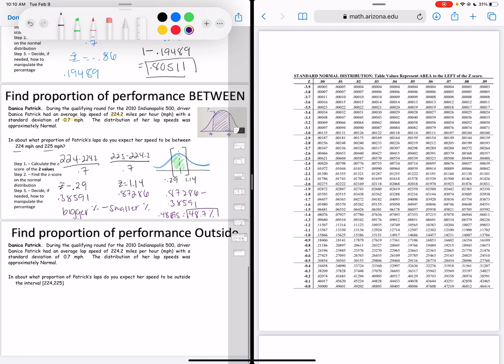The last one we're going to look at is the percent outside. So if we're trying to see the percentage that exceeds those two values, that means I'm going to find the percent in the tails. So again, just like this last one, always the first step is finding the z-scores. So for the 224, you can look above and you can see that the z-score again was negative 0.29, and the z-score for 225 was 1.14. So now what we do is we find the negative 0.29 just like how we just found it.